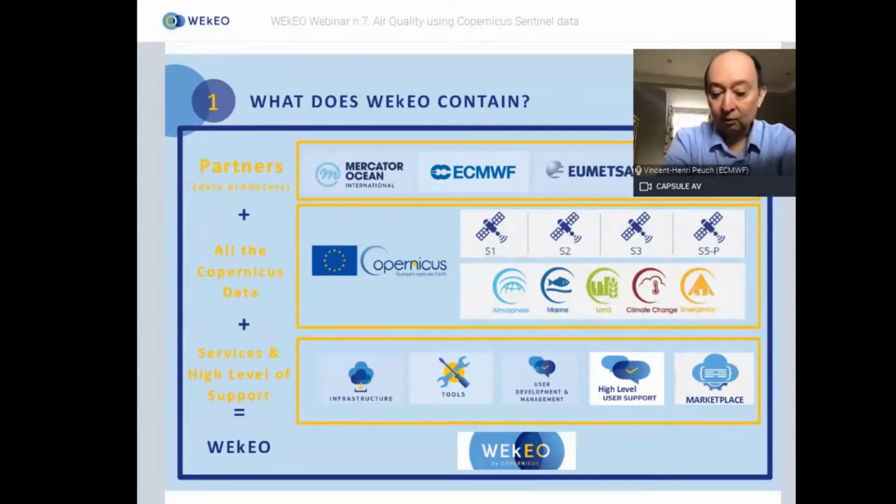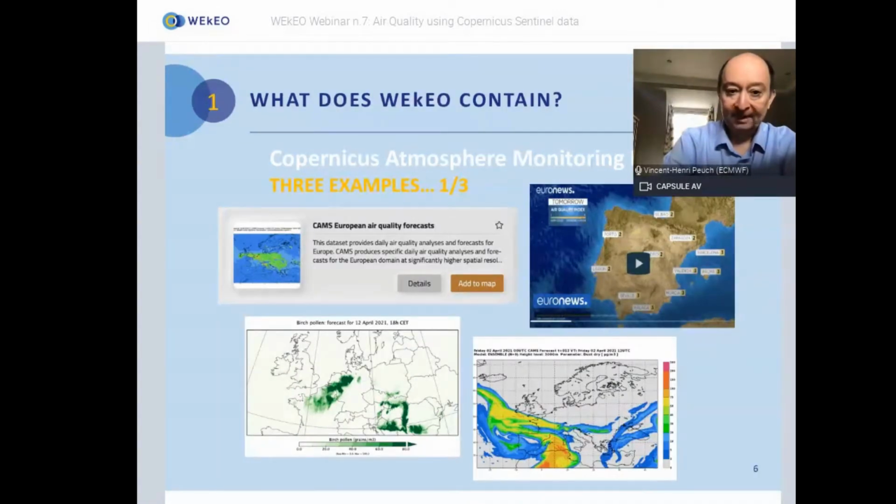And in WEkEO you find, like in other DIASes, access to all the Copernicus data, the data from the 5 services for which the data is full, free, and open, and the data from the Sentinels. What WEkEO brings is a cloud computing infrastructure, as will be presented later, a number of tools, but also support to the users as well as a marketplace.